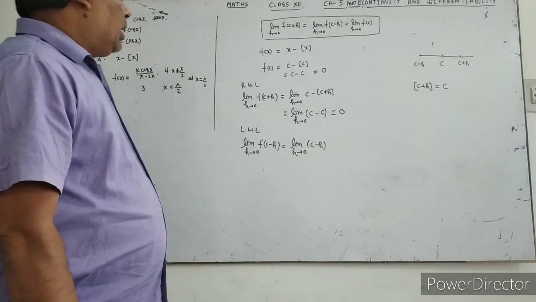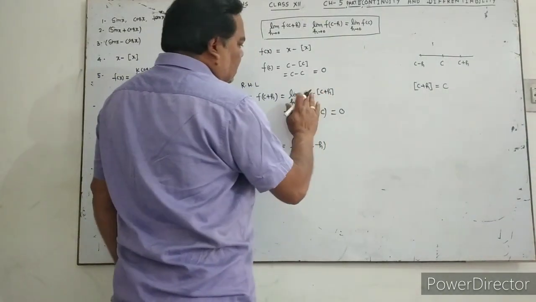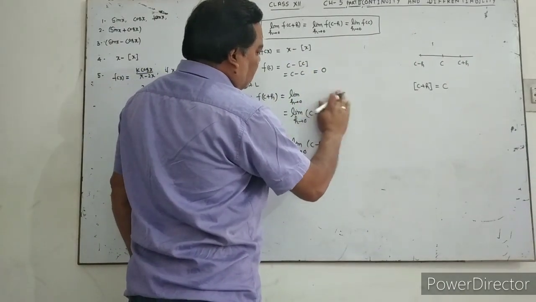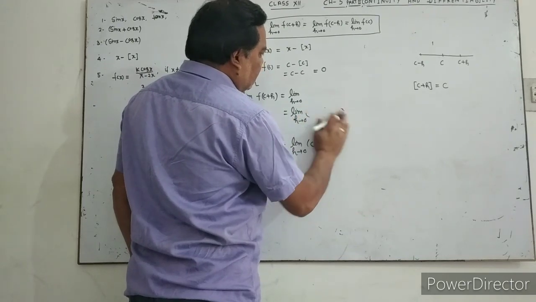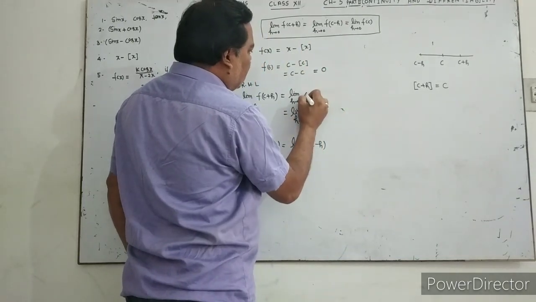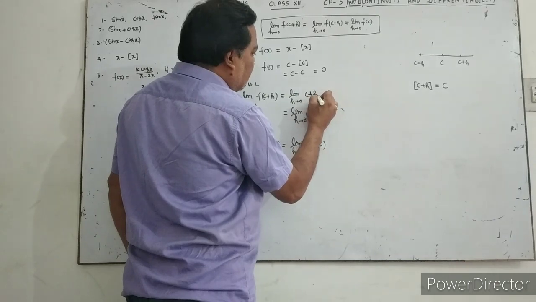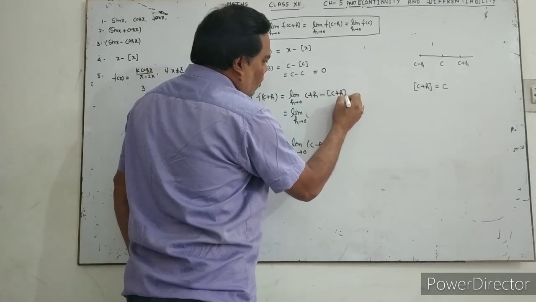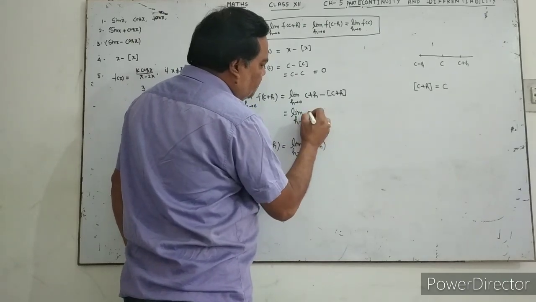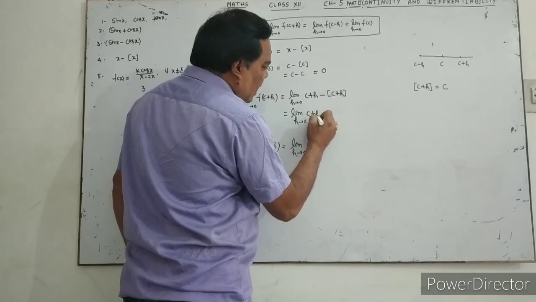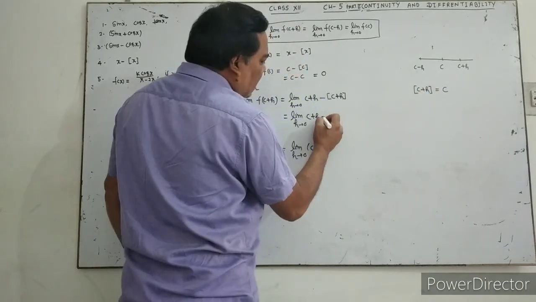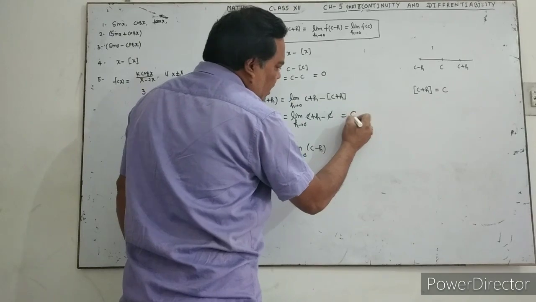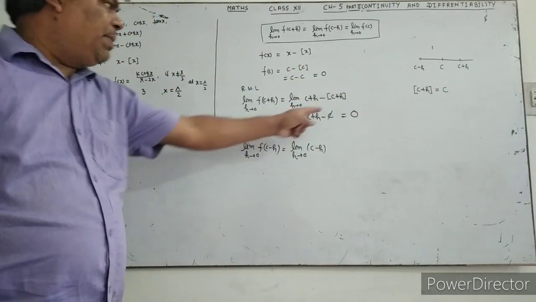And this is the limit as x tends to c plus h. Now this is c plus h in the place of x. It is c plus h minus the greatest integer of c plus h. The value of the greatest integer of c plus h is c. Then as h tends to 0, the value is 0.